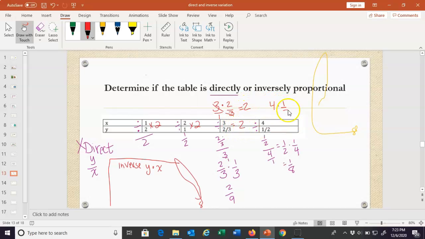4 times 1/2. Put this over 1. You get 4 times 1 and 1 times 2. And this is 2. They're all 2. So it is inverse. And k is 2. So remember, the general form for inverse is y equals k over x. So it's going to be y equals 2 over x.